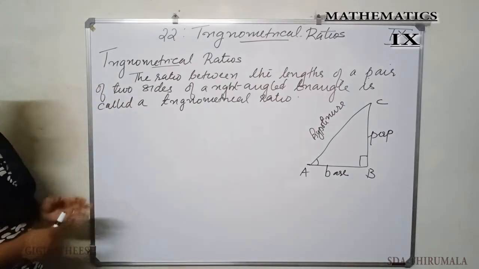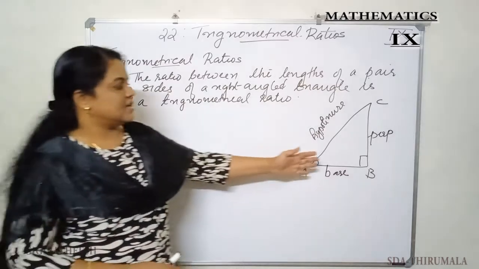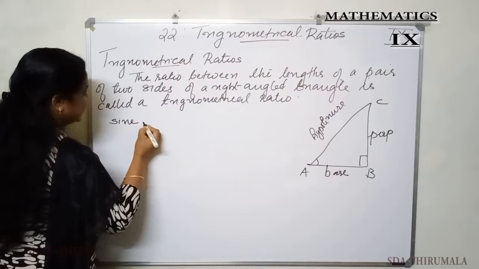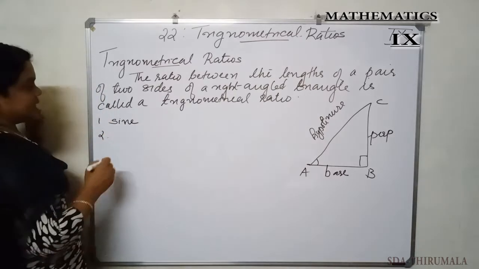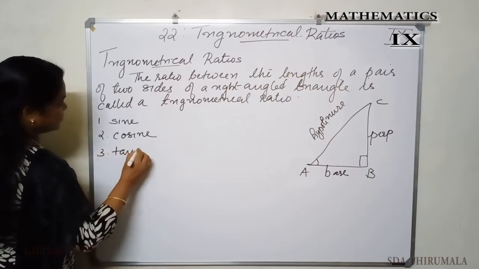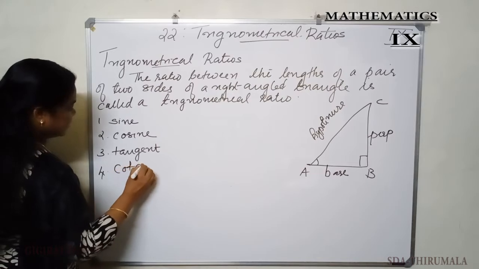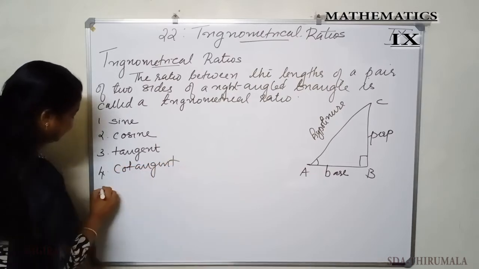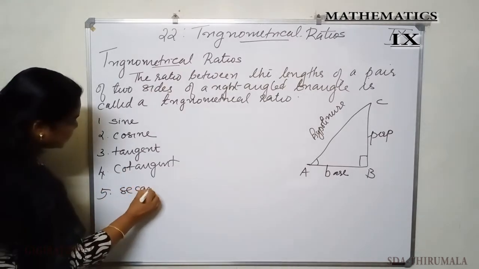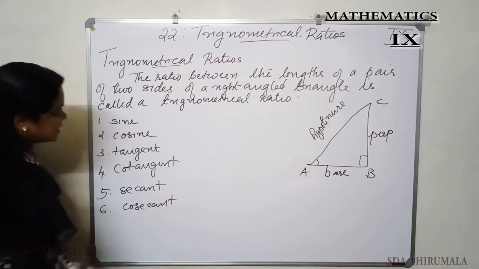There are 6 trigonometrical ratios based on this right angle triangle. The first one we name sine, S-I-N-E. The second is cosine. The third is tangent, T-A-N-G-E-N-T. The fourth is cotangent. The fifth is secant, and the sixth is cosecant.